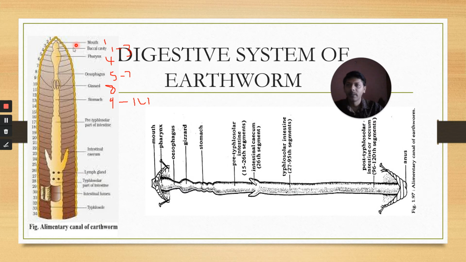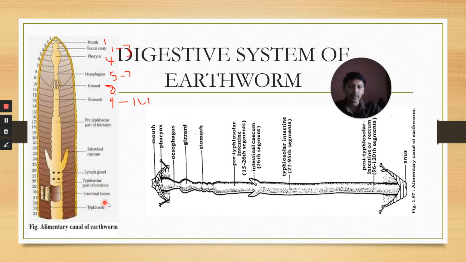Okay, look at this figure, which is given in the NCERT textbook. Alimentary canal of earthworm. Mouth is present in the first segment, the buccal segment, and the mouth leads into the buccal cavity. Buccal cavity opens into pharynx. Pharynx opens into esophagus. Esophagus opens into gizzard. Gizzard into stomach. Stomach leads into intestine.